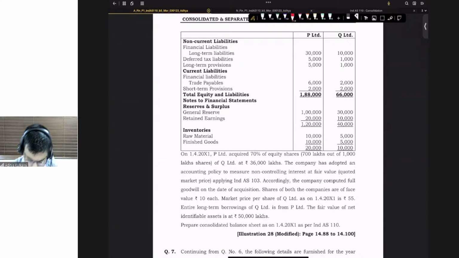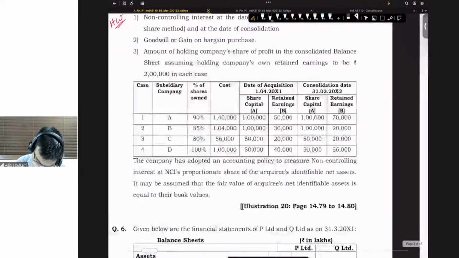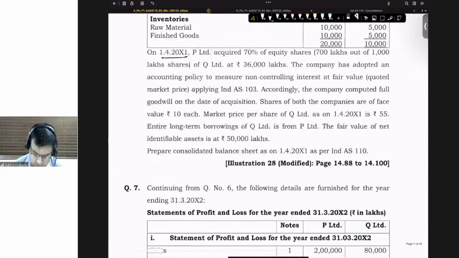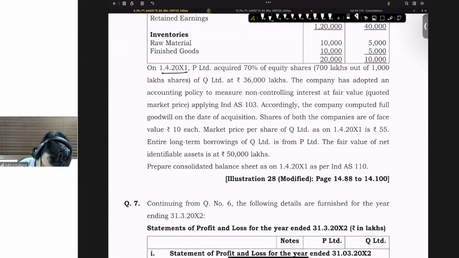You are given the balance sheet as on 31st March 20X1, and the next day itself, on 1st April 20X1, P Limited acquired 70% of equity shares of Q at rupees 36,000 lakhs. So this is your purchase consideration. The company has adopted an accounting policy to measure non-controlling interest at fair value. So this is NCI at fair value.